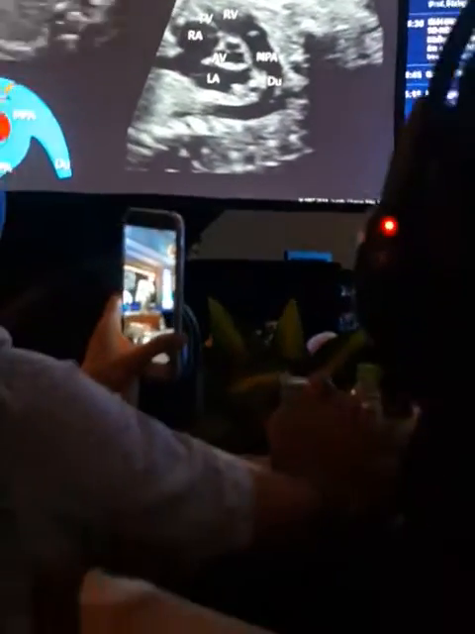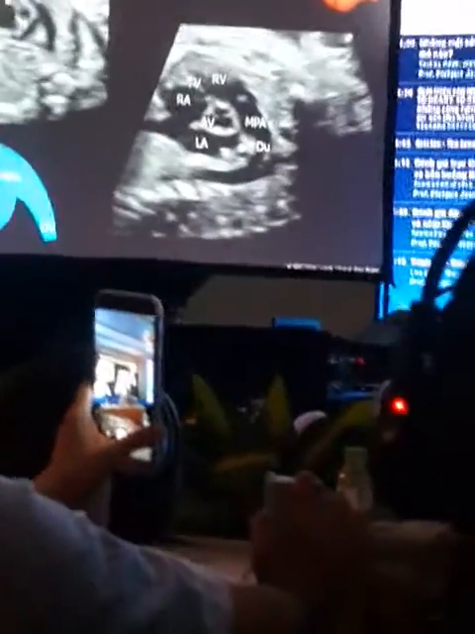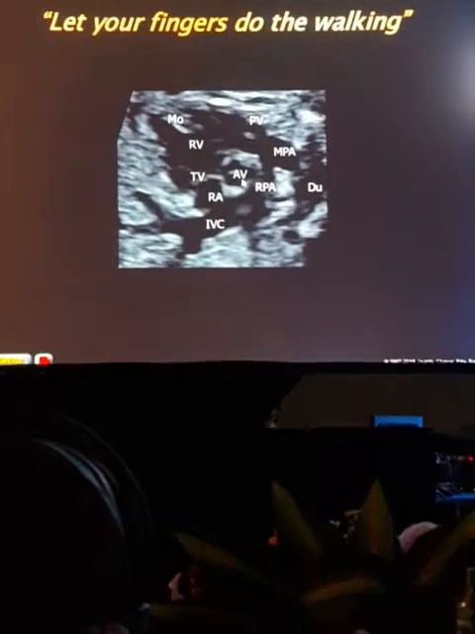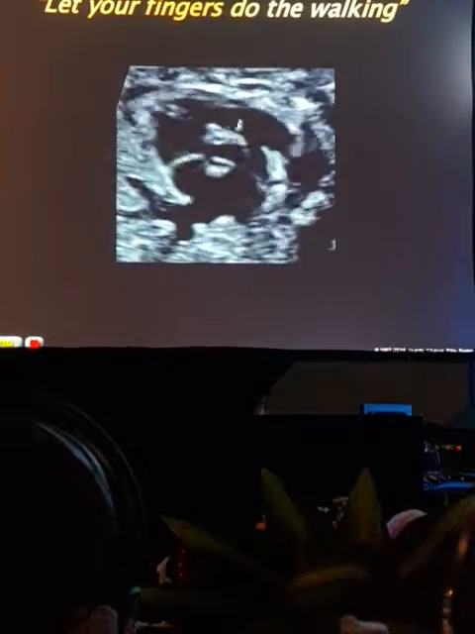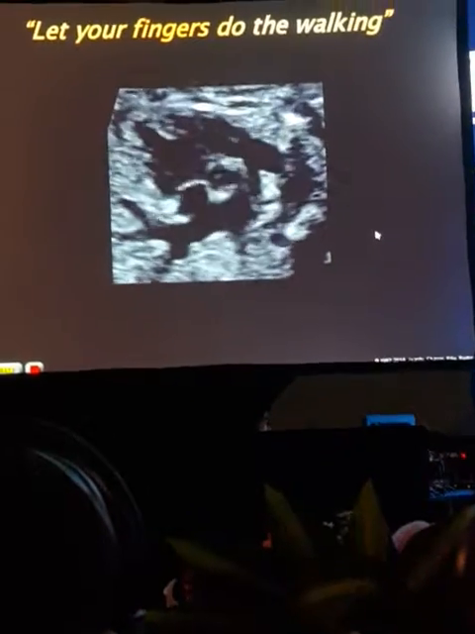Another example here, you can see the aorta, right atrium, right ventricle, pulmonary. Same thing here, you see the valve in the middle, and you see the synchrony of the pulmonary valve and aortic valve.